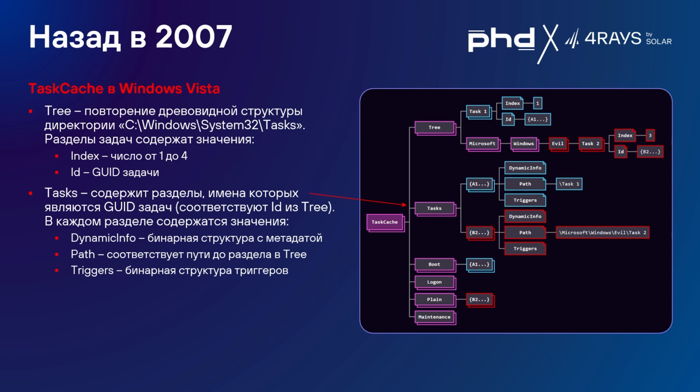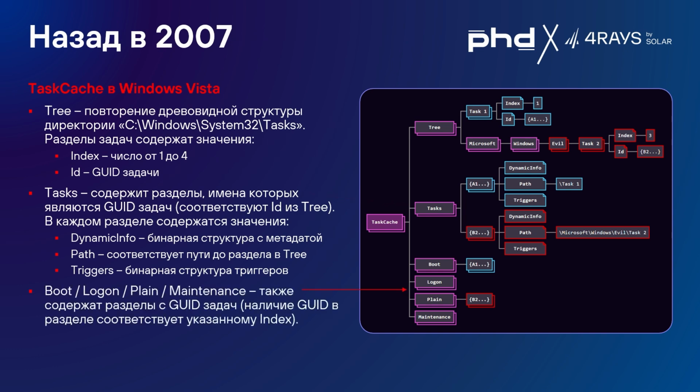which have the names that correspond to ID from tree, and each section contains the following values. For example, dynamic info, that's for Windows, a binary structure with metadata. Then we have path, which corresponds to the path to the section in tree, and triggers, a binary structure of triggers. The final four are difficult to speak about. These are the trigger-related sections. If it's boot-related, it would have the index of 1, and it would be contained in the first boot sector. If it's the second one, then the third one, plain, etc.